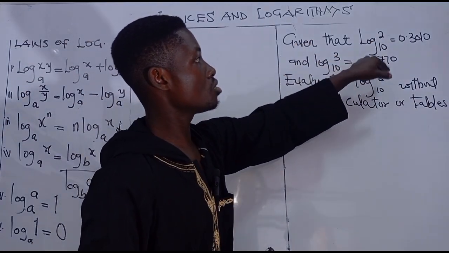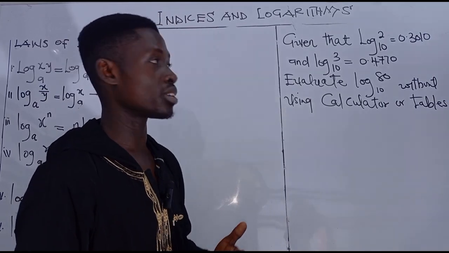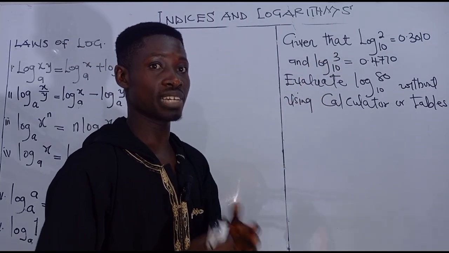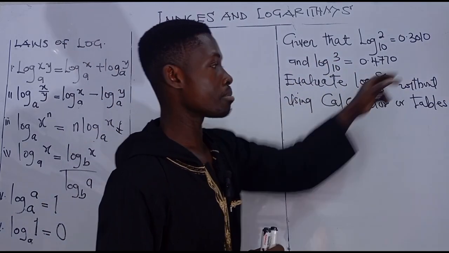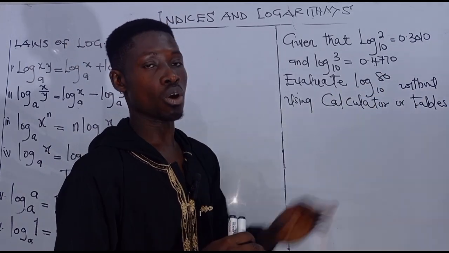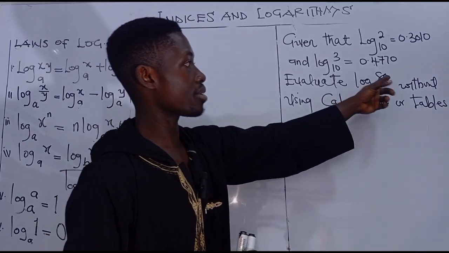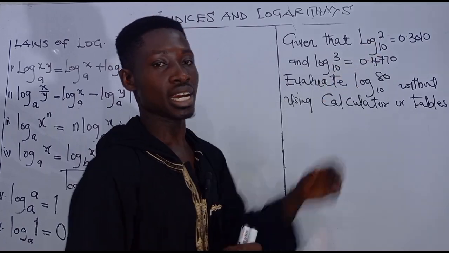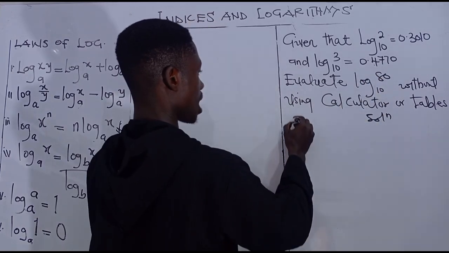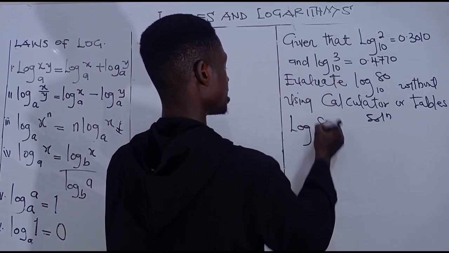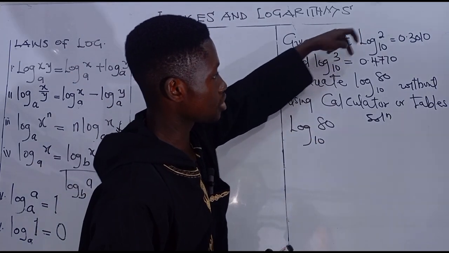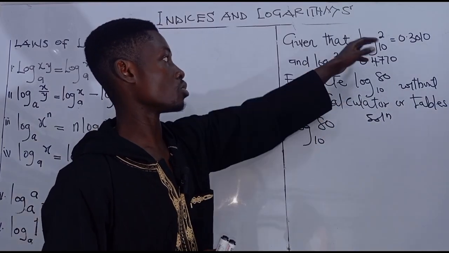Given that log of 2 to the base of 10, the estimated value for this logarithm is this very number. And then log of 3 to the base of 10, the estimated value for this logarithm is this very number. We want to evaluate log of 80 to the base of 10 without using calculator or tables. So you want to evaluate this logarithm expression using these two estimated values. So you have our log of 80 to the base of 10. We want to evaluate this using these two estimated values for these two logarithms.